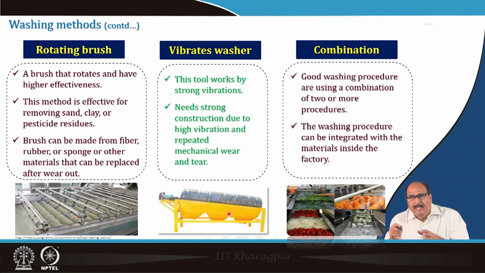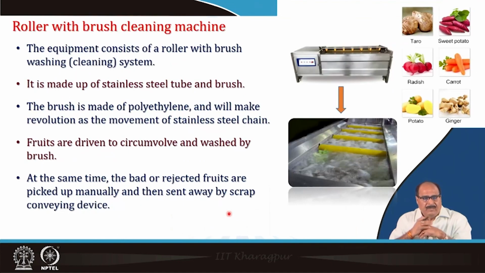It is a good practice in the industry to follow a combination of methods, that is some pre-washing method, air cleaning, etc. Good washing procedures use a combination of 2 or more procedures. The washing procedures can be integrated with the material handling inside the factory. Here, as you can see, there is the roller with brush cleaning system. The rolling as well as brush cleaning are both used.